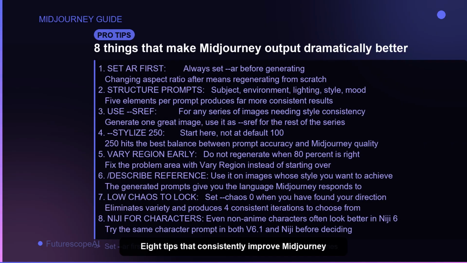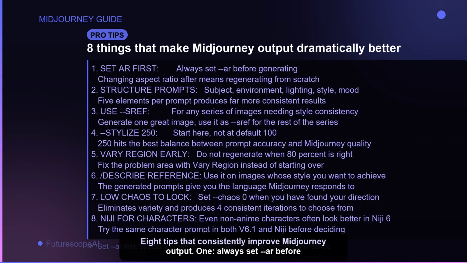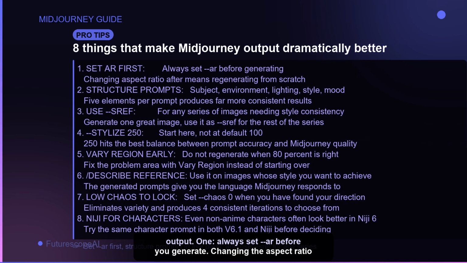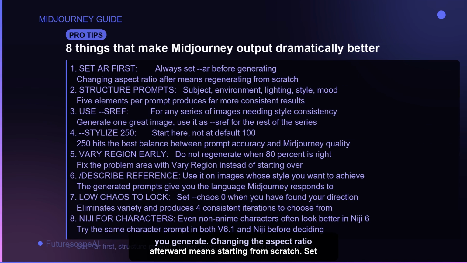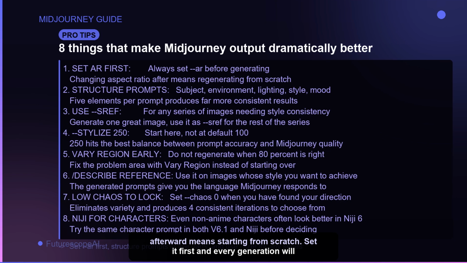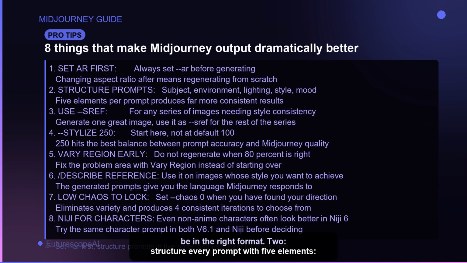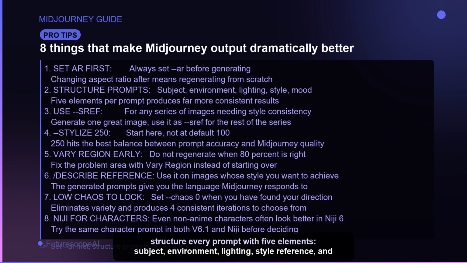8 tips that consistently improve Midjourney output. 1. Always set AR before you generate. Changing the aspect ratio afterward means starting from scratch. Set it first and every generation will be in the right format. 2. Structure every prompt with 5 elements: subject, environment, lighting, style reference, and mood or atmosphere. This structure produces more consistent and intentional results than a single sentence description.